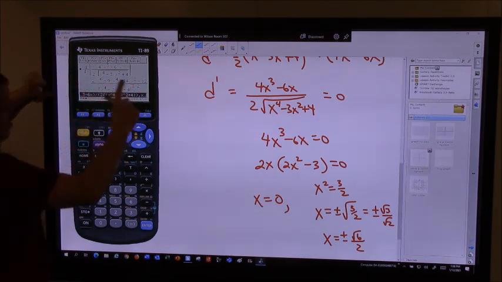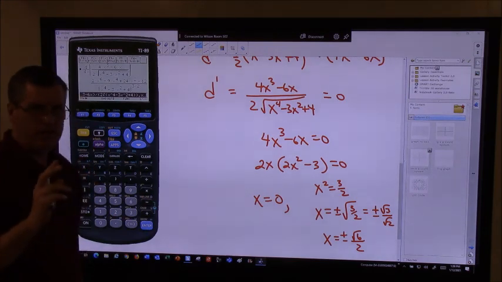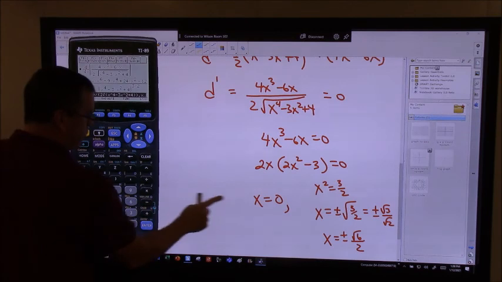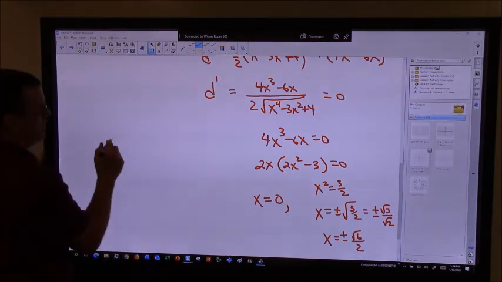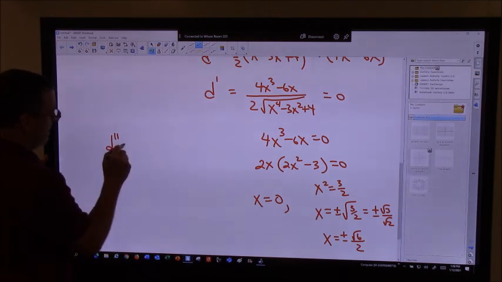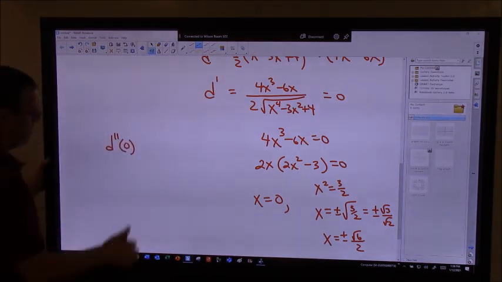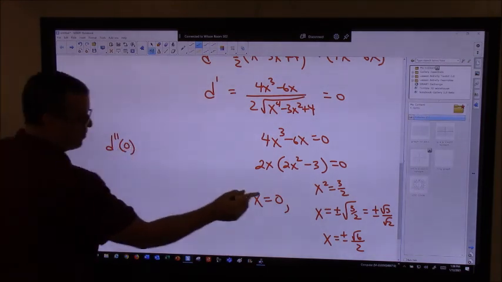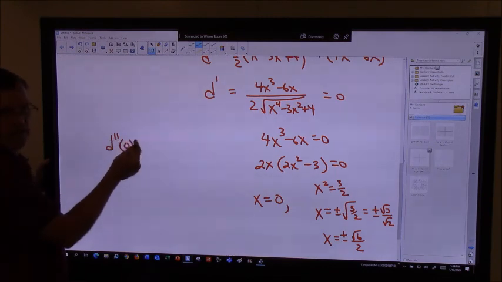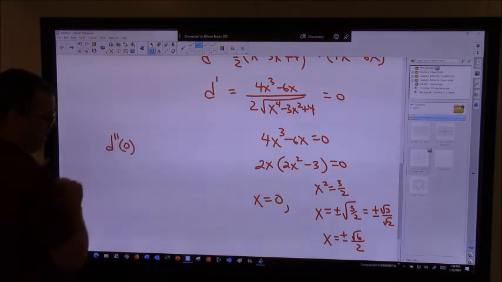That is really ugly, but we're going to make this easy, okay? I just want to know, am I concave up or am I concave down? All right, so let's start with 0. D double prime at 0, and I'm not even going to write down what that second derivative is, okay? I just want to know, is it greater than or less than 0, so that I know if I'm concave up or concave down. Is my second derivative positive or negative at 0?